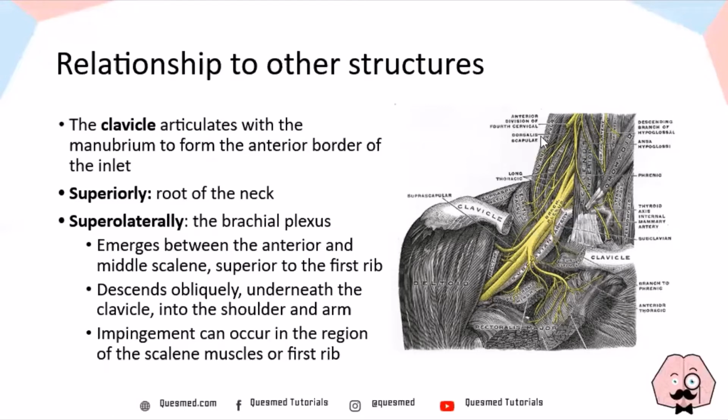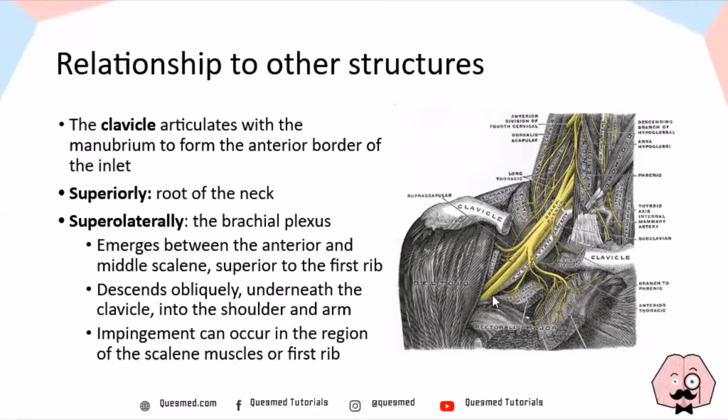Superiorly, as I said, you've got the root of the neck. And then an important structure to know about, which comes out superolaterally, is the brachial plexus. So the brachial plexus is formed of the roots of C5 to T1, and it emerges between the anterior and middle scalene muscles, superior to the first rib, and then it descends obliquely towards your axilla.